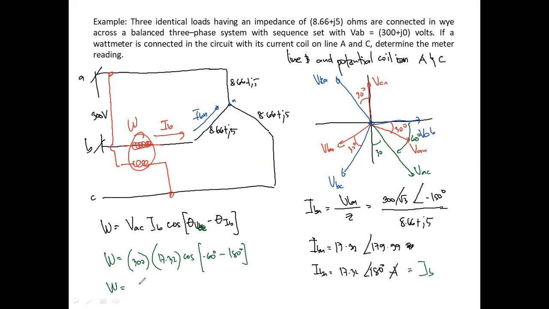Let me calculate. 17.32 times cosine of 180. So we will have a reading of negative 2,598. Again, this only indicates the reading of the wattmeter. That doesn't mean that the power drawn by the circuit is negative. It is just an indication of the wattmeter because of the positioning of the current coil and the potential coil of the wattmeter for the example.